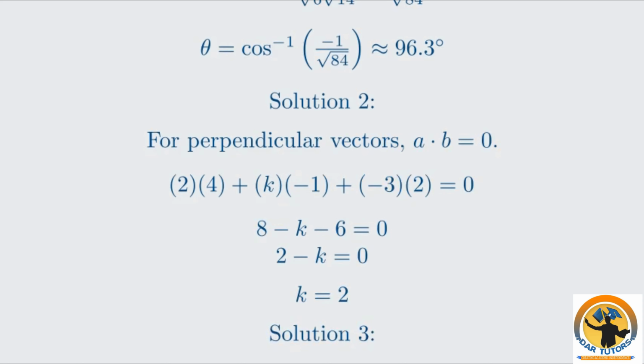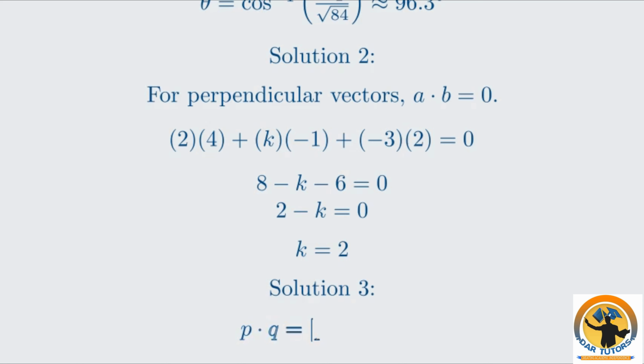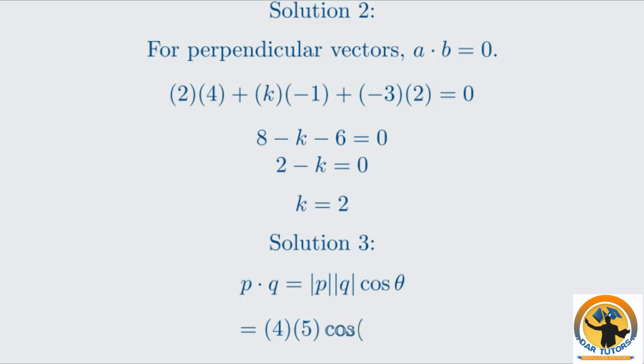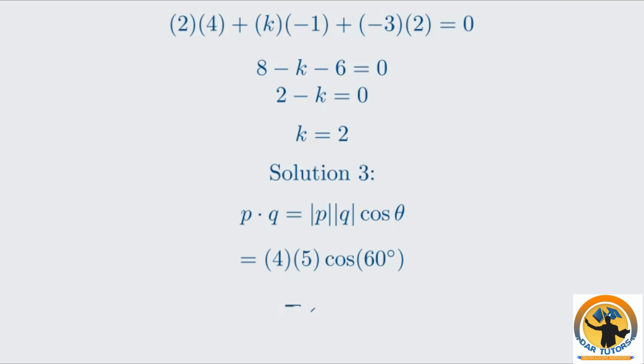For question 3, we are given magnitudes and an angle. We use the geometric formula, p dot q equals magnitude p times magnitude q times cosine theta. This is 4 times 5 times cosine of 60 degrees. Since cosine of 60 degrees is 1/2, the scalar product is 4 times 5 times 1/2, which equals 10.